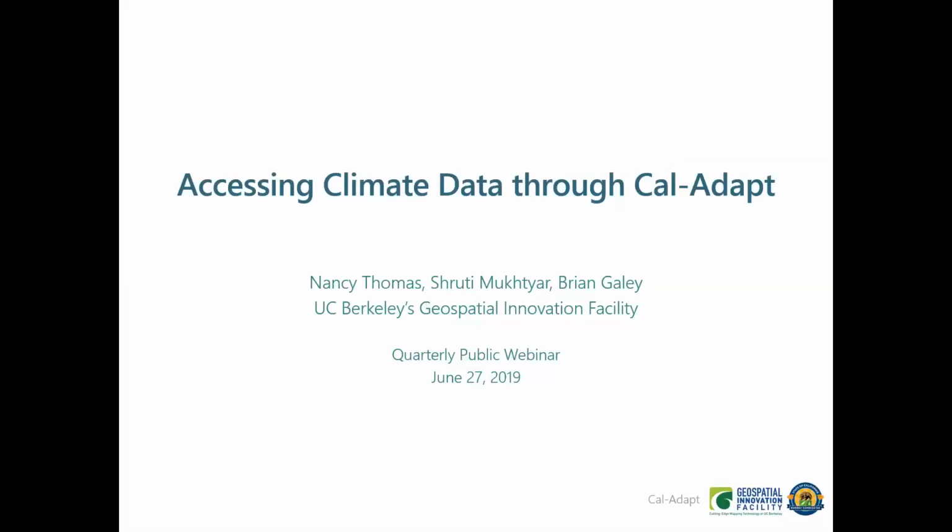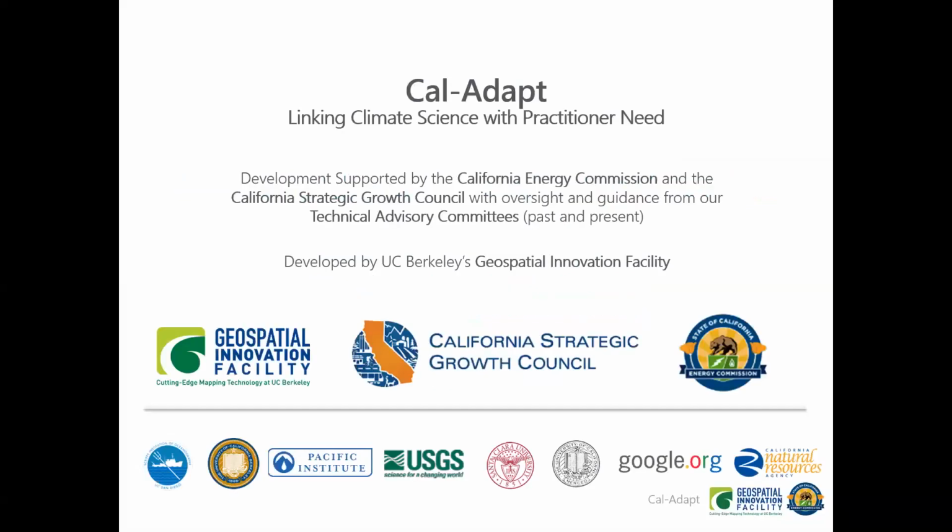What we're going to be talking about is ways to access data through CalAdapt. One of our main goals here at CalAdapt is to make climate data accessible and actionable. So we want to make it useful information for a wide variety of people who are doing all sorts of things looking at climate resilience and adaptation. So we're really excited to introduce our new tool.